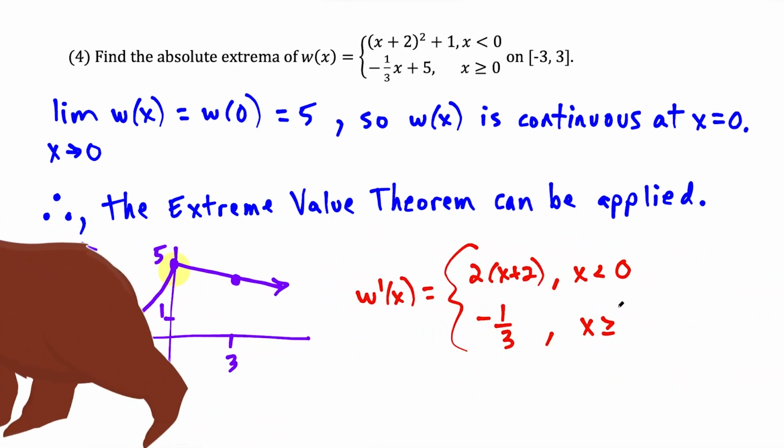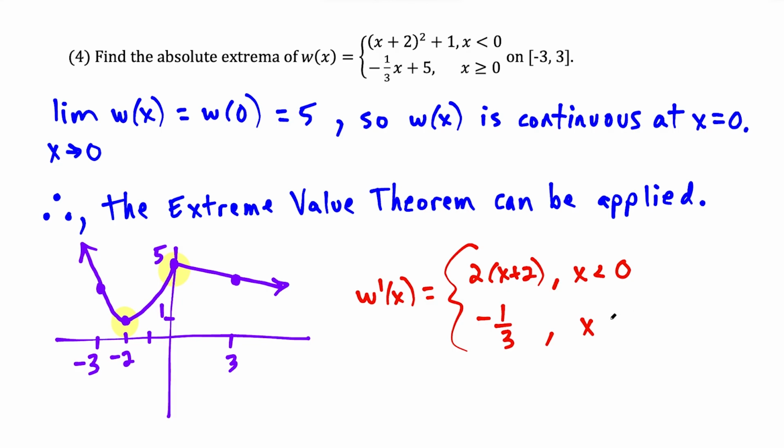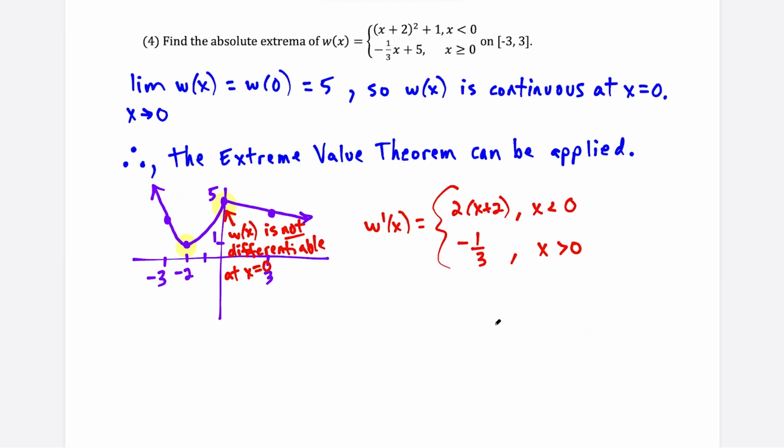This would be a very, very dangerous argument. We're just going to say x is greater than 0 here, because if you notice on the graph, we have a sharp turn. And the sharp turn on the graph tells us that our function w of x is not differentiable at x equals 0. And this tells us that w prime is undefined at x equals 0. So that's why we can't put the equal to here with the 0, because we can't include this in the domain of w prime.